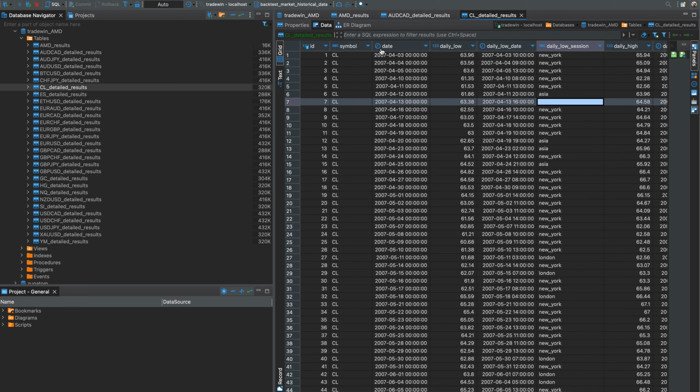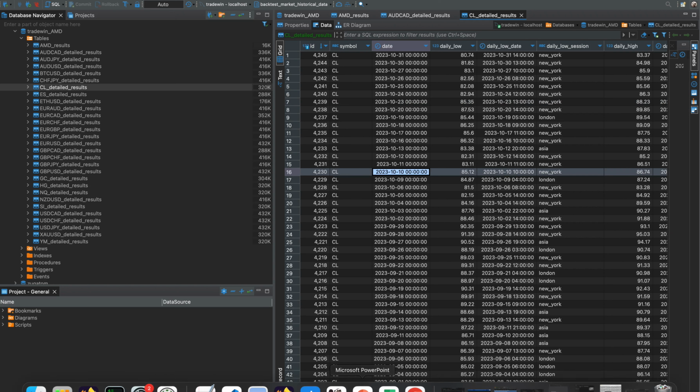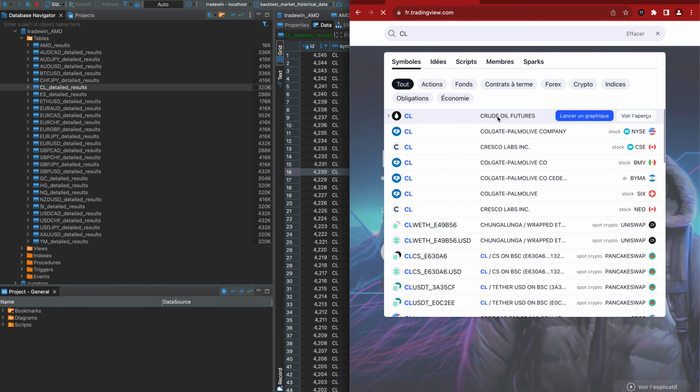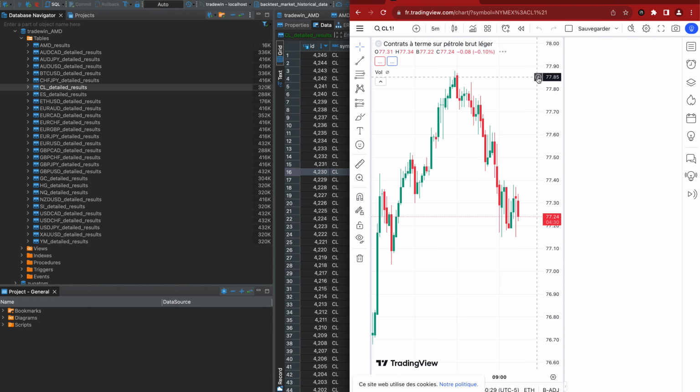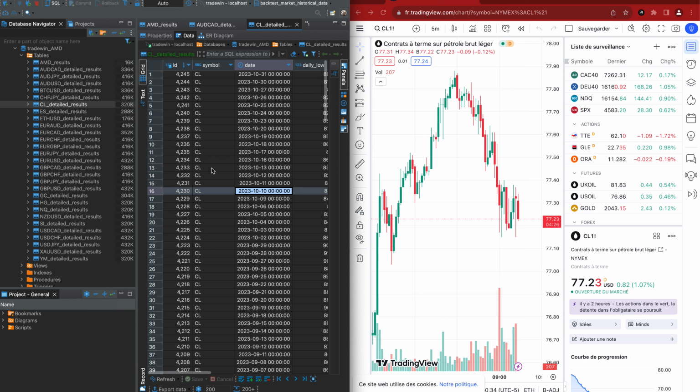So in order to prove to you that this is not bullshit data, we go backwards and find a date and check this on TradingView. Let's take the 1010, easy to find. October 10th, 2023. I said I was taking crude oil on October. Everything is fine.